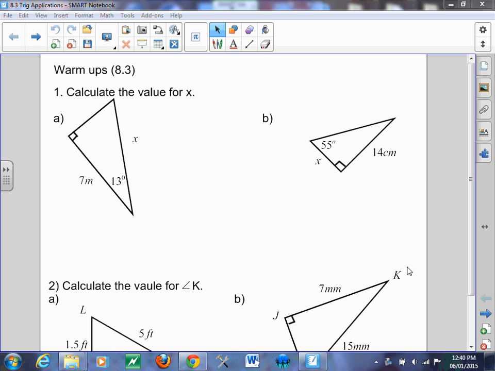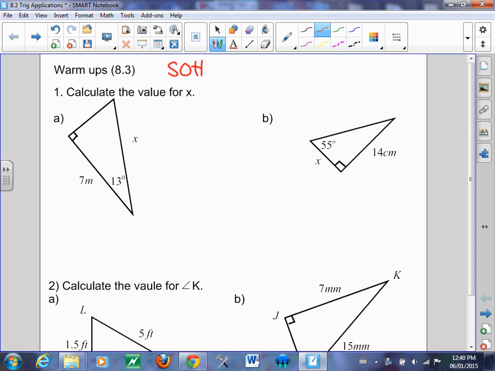Trigonometric applications, or trig applications. So today we're going to be mixing all three of the trig ratios up. And as a reminder, folks, we use the acronym SOHCAHTOA. I'm going to write it on the top of the page. Please do that as well, so that we know when to use which ratio.